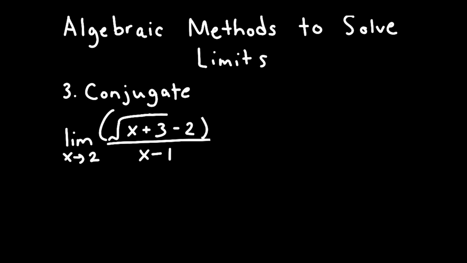Now the next method to solve a limit is going to be using the conjugate. And we can see here that we have a function with a square root in the numerator, but specifically a square root function that's being subtracted by something outside of it.